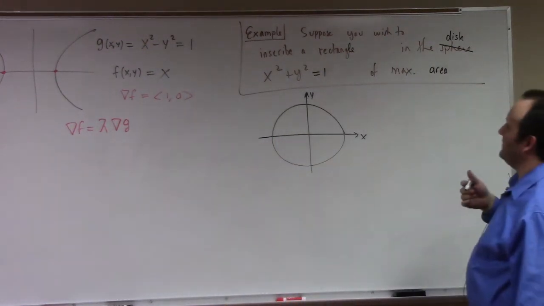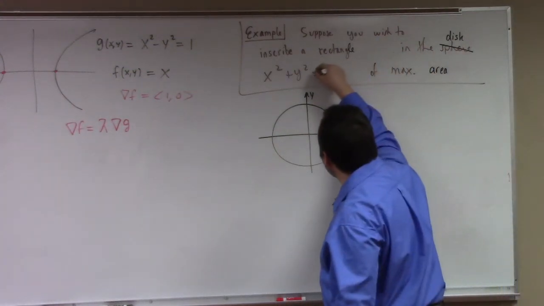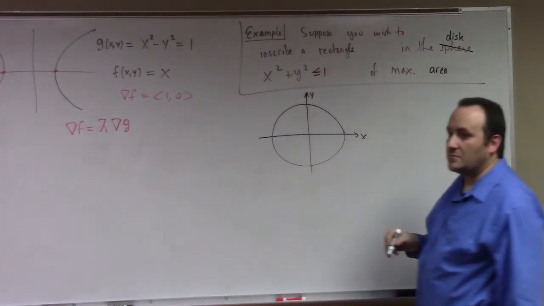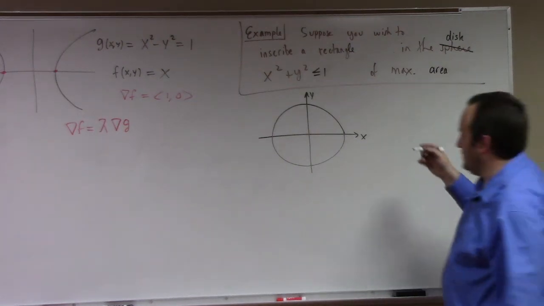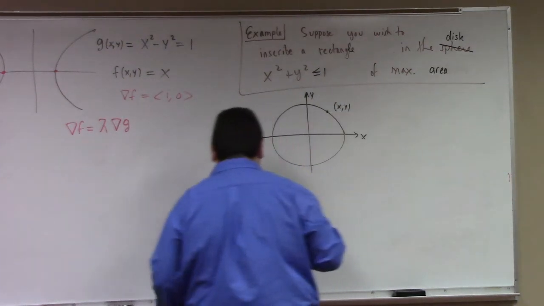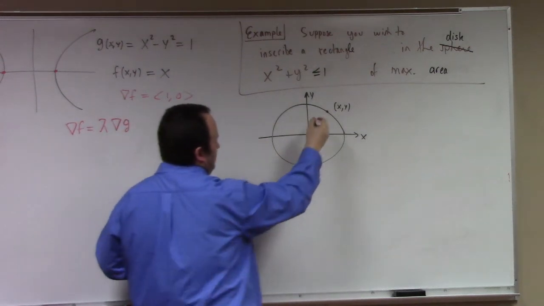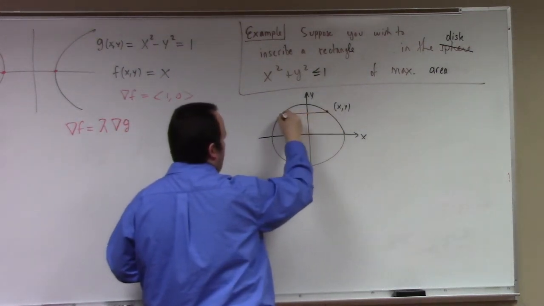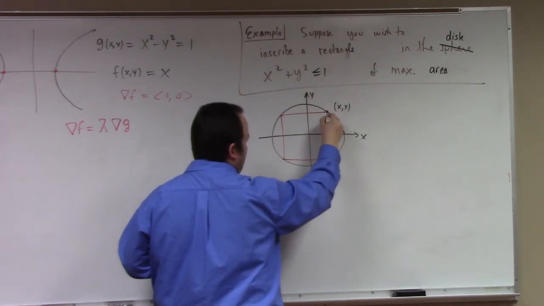So suppose you want to inscribe a rectangle inside this disk, x squared plus y squared less than or equal to 1, really. The disk is just, we add an inequality if you want to be fussy. So if this is one point on my rectangle, then what does the rectangle look like? If it's inscribed, that means that all of the corners of it are actually on the circle. That's what inscribed means.